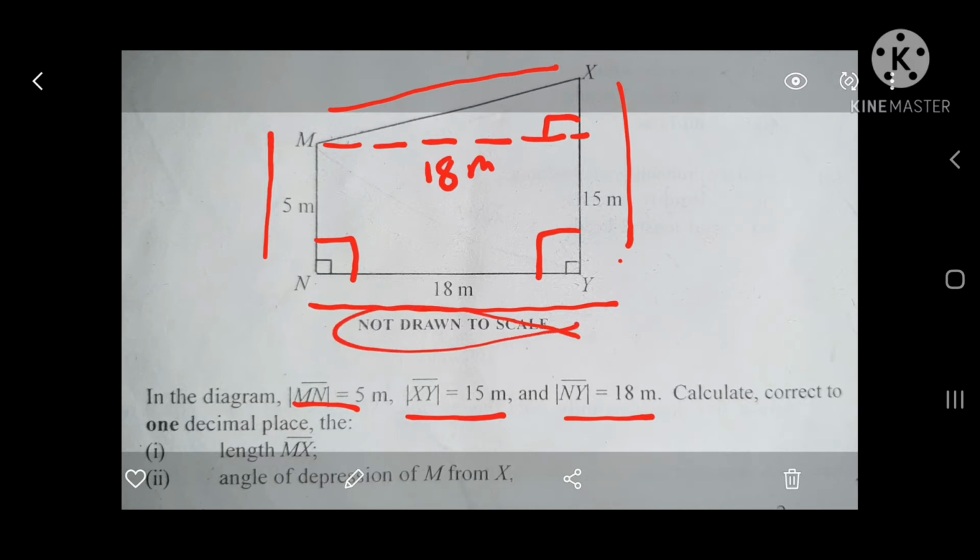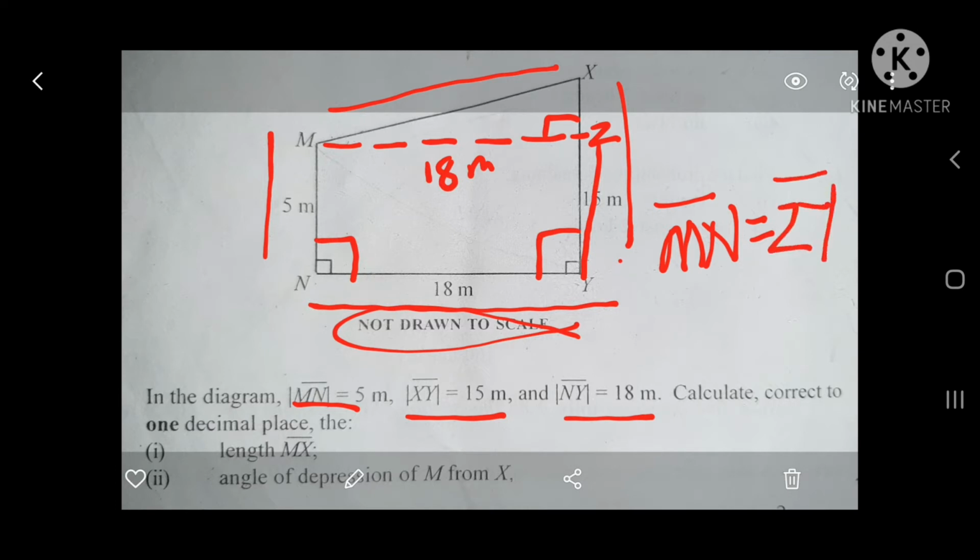Looking at this, since the new line is parallel to NY, we realize that the length MN will be equal to our new length here, from here to here. So let's say this is Z. So line MN will be equal to the line ZY, which will be equal to 5.